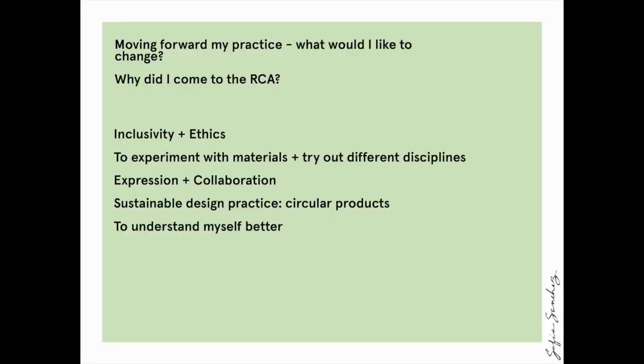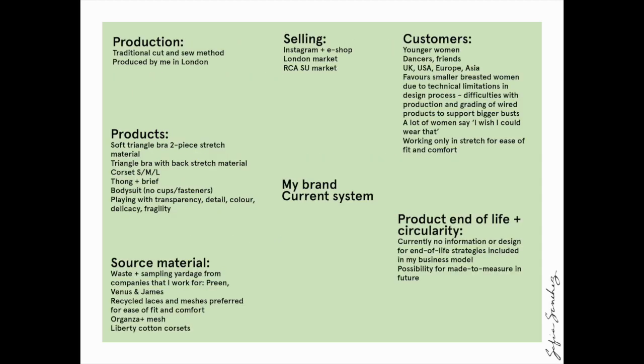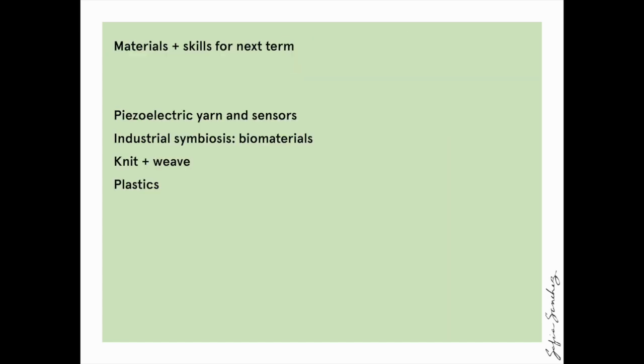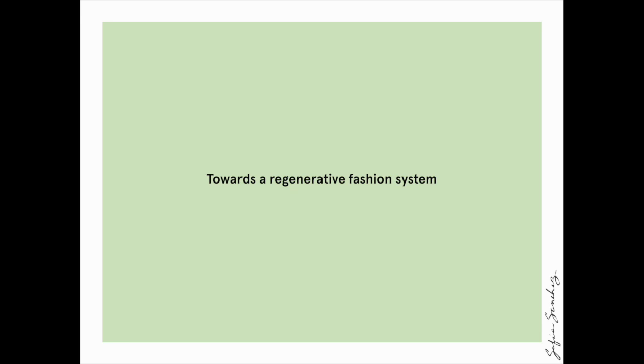Questions that I would like to move forward with for next term are thinking about how my practice can be sort of what I needed when I was younger. I'd like to continue experimenting with materials, expressing myself in the work, designing with sustainability in mind and sort of understanding myself better. So I've created this mind map of my current system and I'm trying to analyse and improve each part of it. So next term, I'd like to experiment with piezoelectric yarn and sensors, biomaterials, knit and weave, and continue with plastics, hopefully to move towards creating my own localised regenerative fashion system in London.